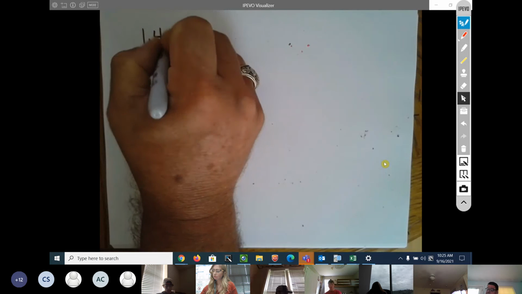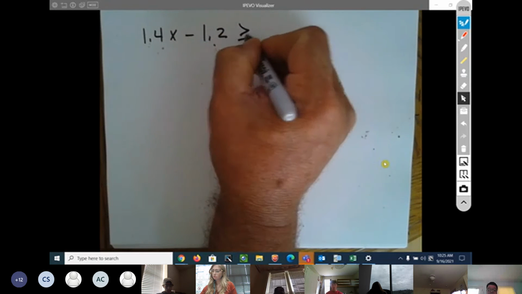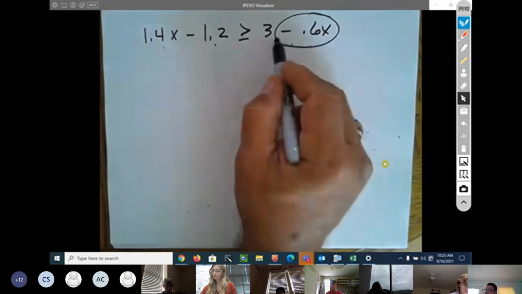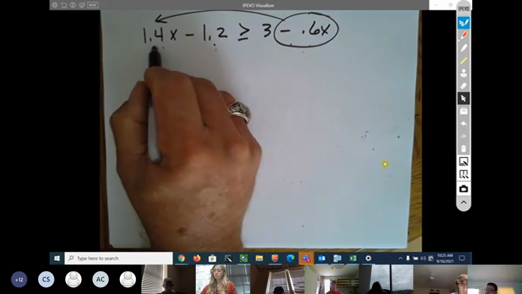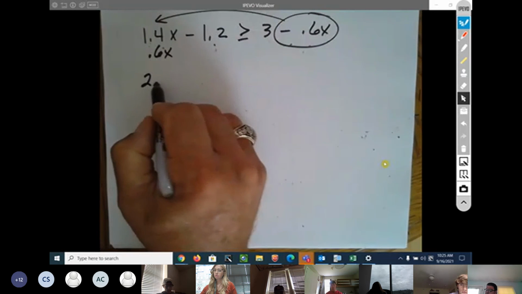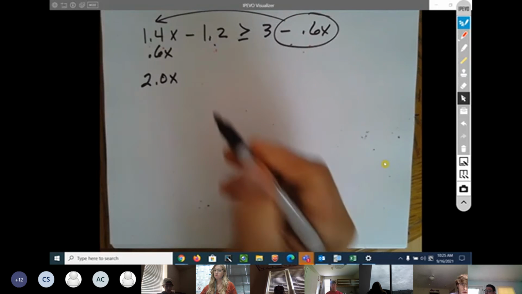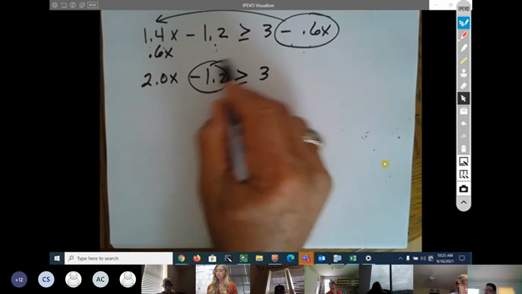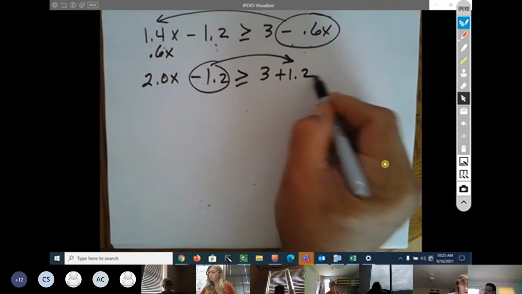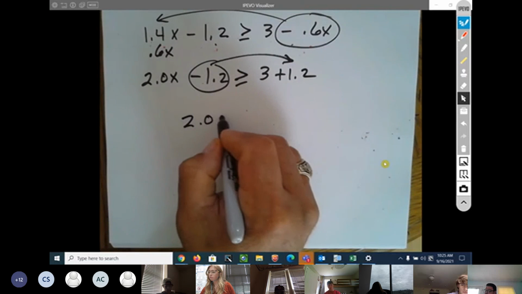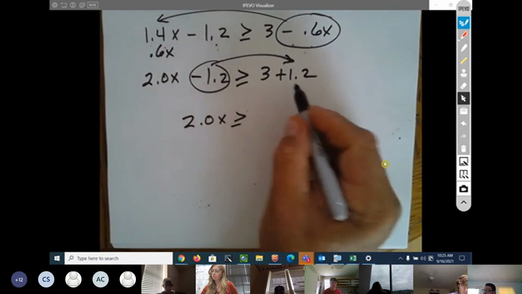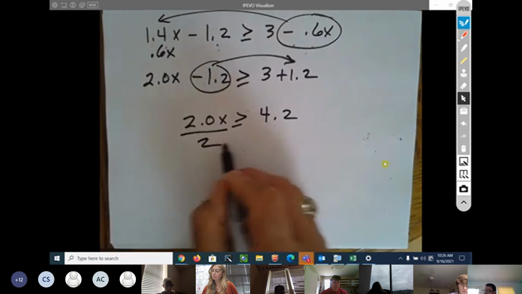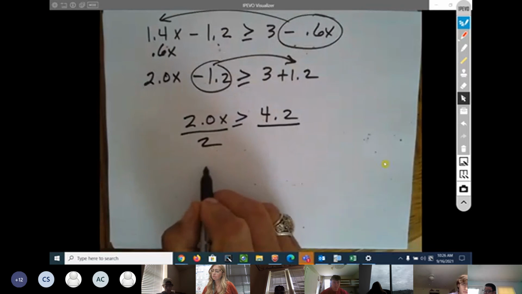1.4x minus 1.2 is greater than or equal to 3 minus 0.6x. Bring 0.6x over, and that's 2.0x minus 1.2 greater than or equal to 3. Take the 1.2 over, and that's 2.0x is greater than or equal to 4.2, divide by 2. Now I'm getting a different answer, so I must have done something wrong.